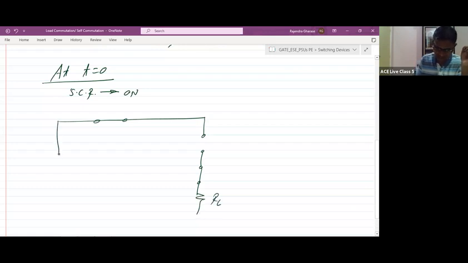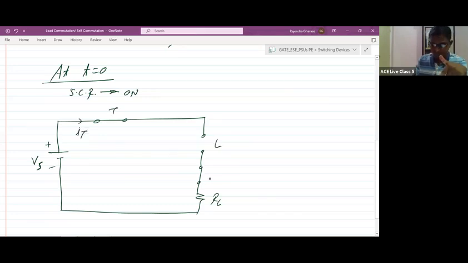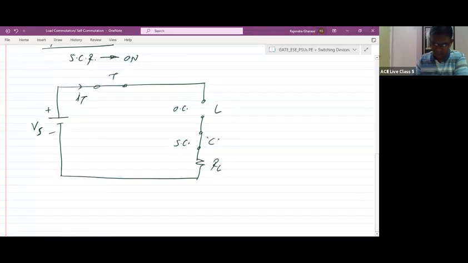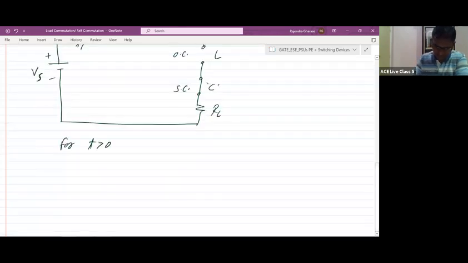RL value is low. So this is VS, this is a thyristor, this current is IT. This is an inductor, and here it is a capacitor. The inductor is acting as an open circuit, the capacitor acts as a short circuit. Now for t greater than 0, what will happen? This will act as an inductor, this will act as a capacitor, because the inductor goes on storing energy and the capacitor goes on charging. So for t greater than 0, we can draw the circuit.